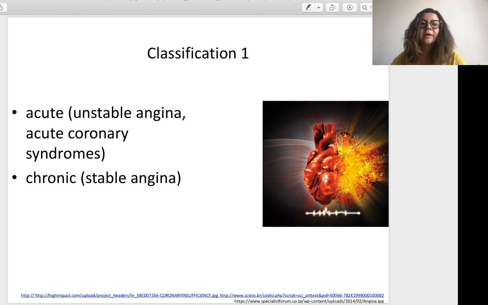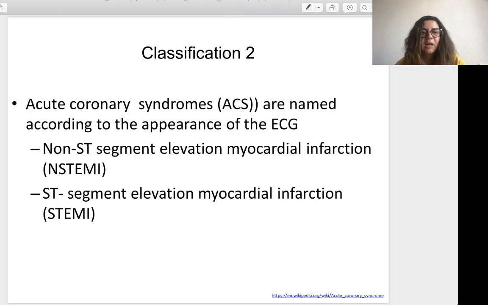Classification. As I told, it can be acute. We include here unstable angina and acute coronary syndromes. And chronic. Most often it is stable angina, but not just typical stable angina. It can be a little bit other chronic forms. Acute coronary syndromes are named according to appearance on ECG. We name them non-ST elevation myocardial infarction, or non-STEMI, and ST segment elevation myocardial infarction, or STEMI.